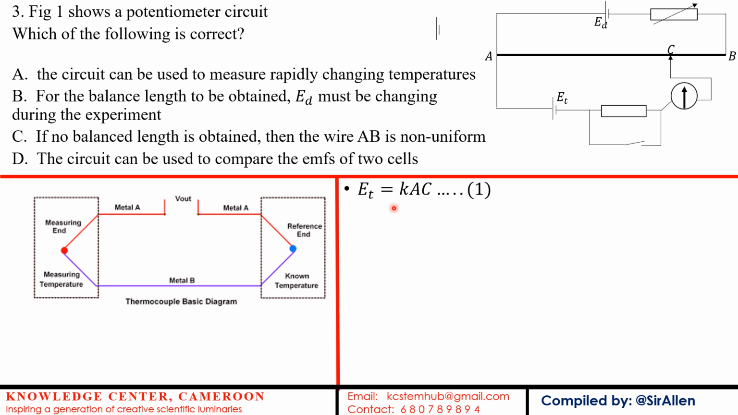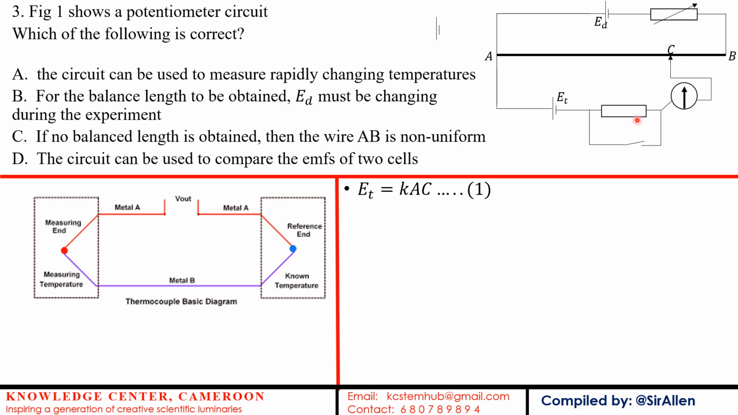If you come over here at this particular point, if the potential gradient along this potentiometer wire AB is K, that is the potential per unit length, then this EMF is balanced by a certain potential K multiplied by AC. Of course, ignoring this resistance.